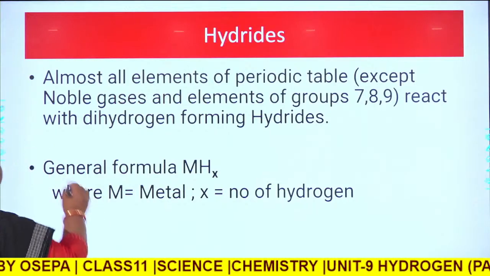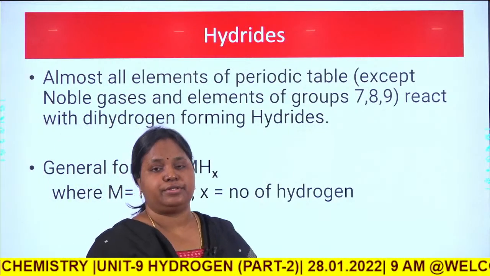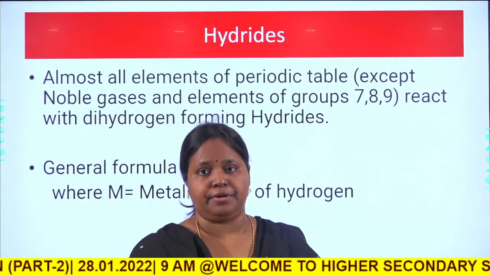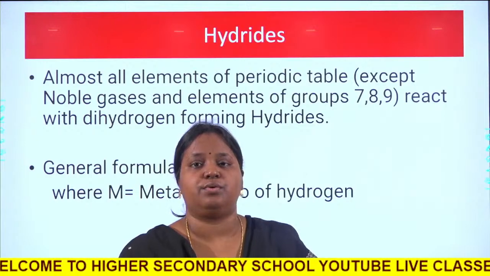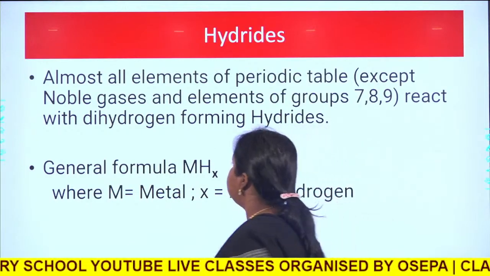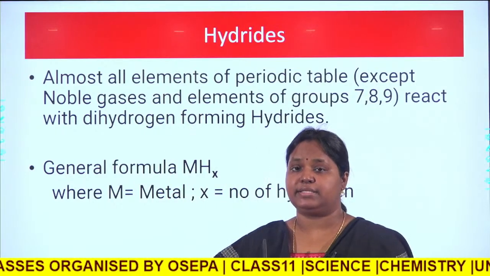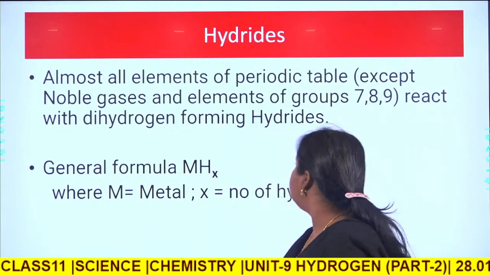So now let's see what are hydrides. Hydrides are actually the binary compounds formed between hydrogen and any other element. The compound that hydrogen forms with another element is called a hydride. Hydrides are generally formed with all elements except noble gases and groups 7, 8, 9. Look at the periodic table here.